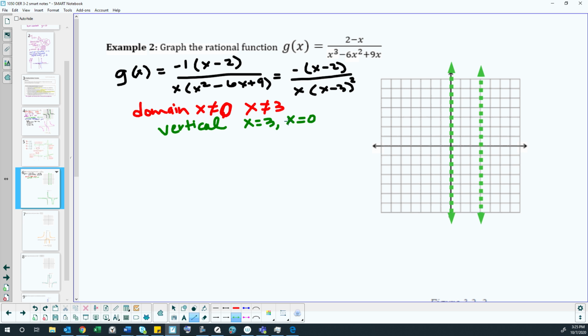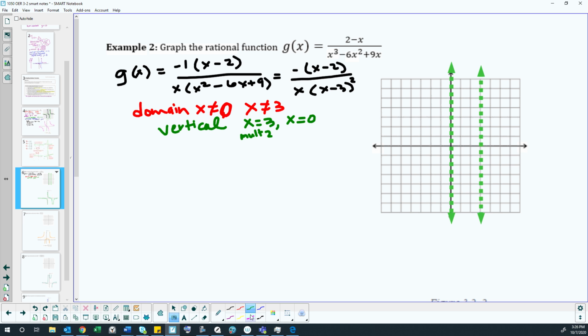So keep in mind that because this one has a multiplicity of 2 around this asymptote here, that means our pieces of the graph are going to be going the same direction around that asymptote. So they'll either both be going up or they'll both be going down.